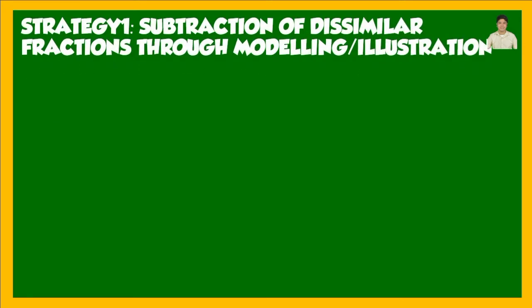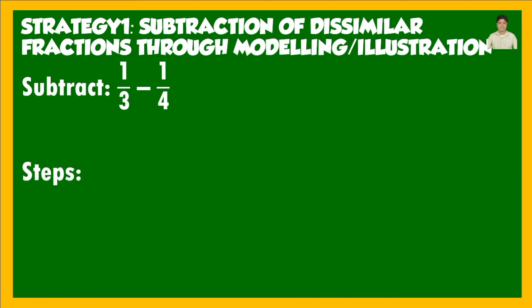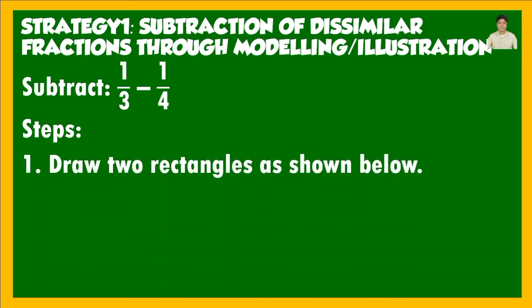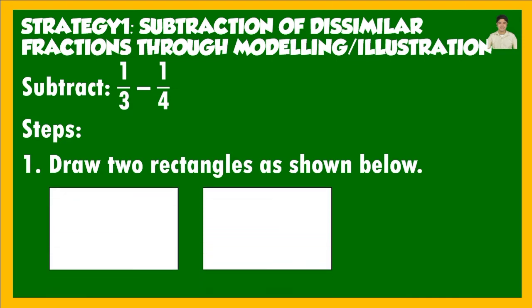So, using the same strategy, but in this case, we are going to discuss subtraction of dissimilar fractions. So, the example is, subtract 1/3 minus 1/4. So, susundan lang po natin yung steps natin kanina. Kaya lang dito, subtraction na. So, the first step, draw two rectangles as shown below. Kagaya ng ginawa natin kanina, dalawang rectangle. One is for 1/3. Ito siya. And then, one is for 1/4.